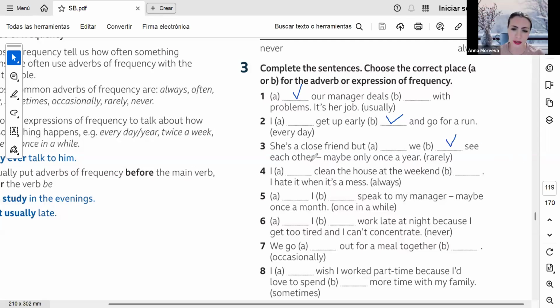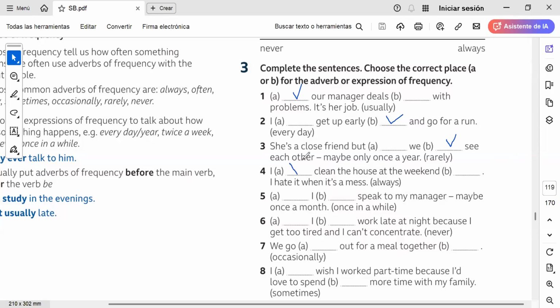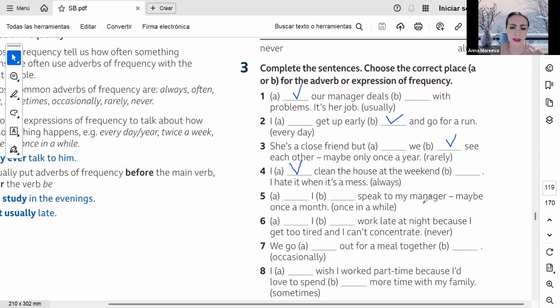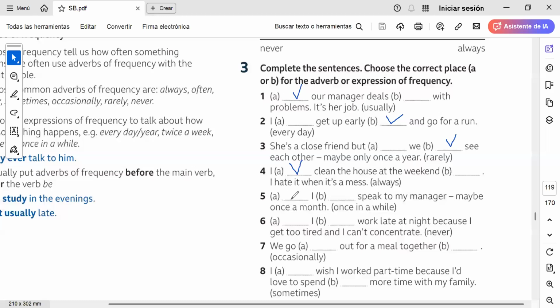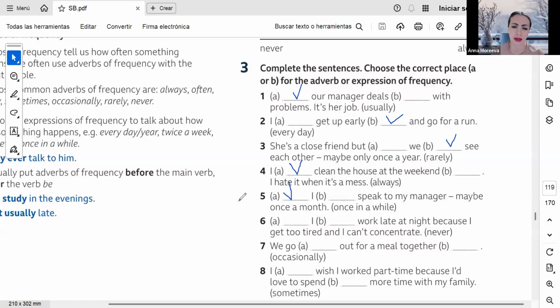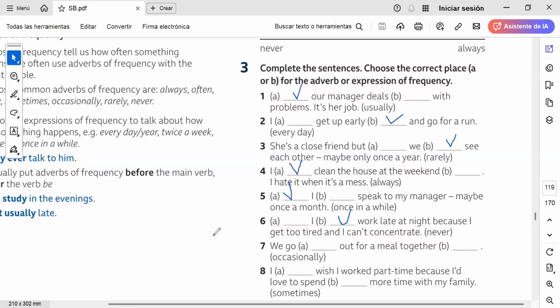Always. I always clean the house at the weekend, or I clean the house at the weekend always. A. Number 5, once in a while. I speak to my manager once in a while, or I once in a while speak to my manager. A. Number 6, never. I never work late at night. I never.